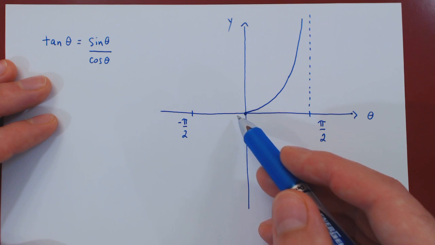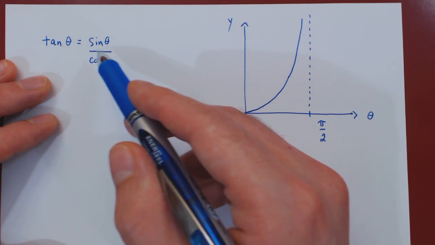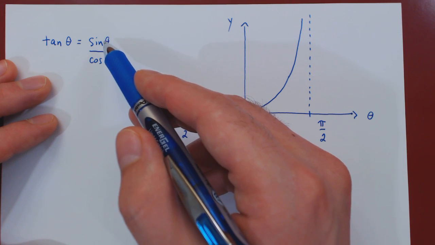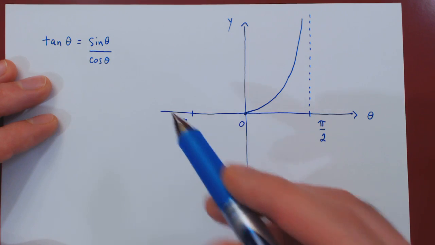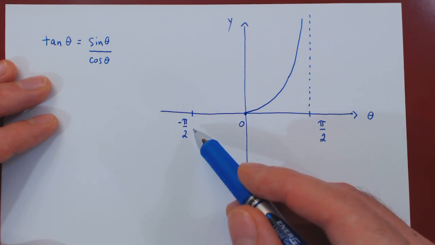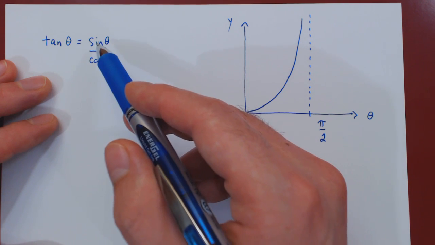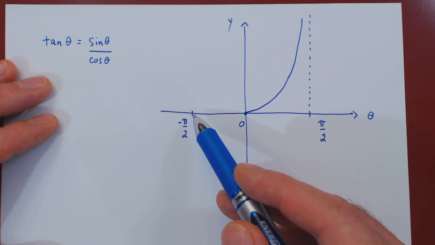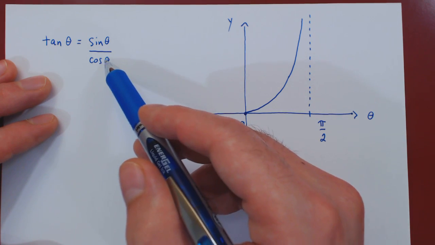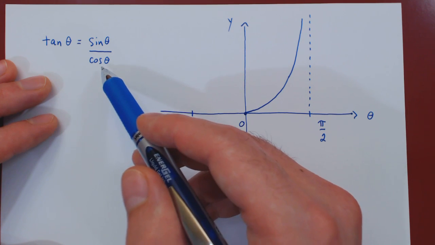If we let theta decrease from 0 to negative pi over 2, the sine will go again from 0, but now it will be negative and get closer to negative 1. If you recall, sine of negative pi over 2 is negative 1. So the top of our fraction will get closer and closer to negative 1 as we are approaching negative pi over 2 from the right. And the cosine will also get closer and closer to 0.